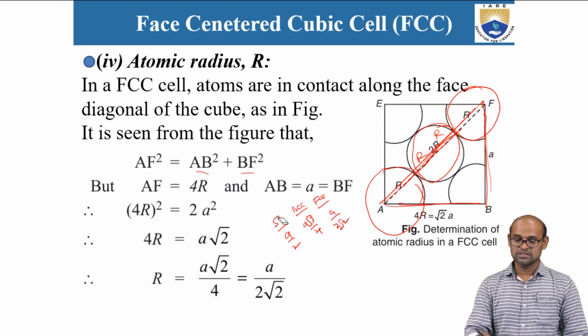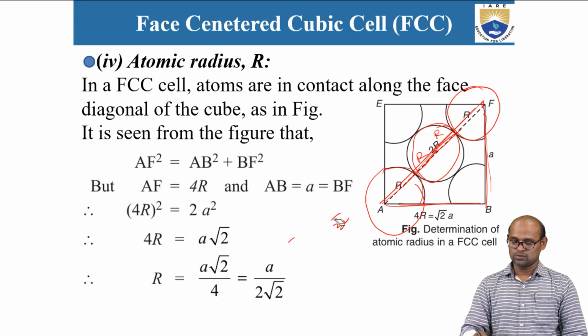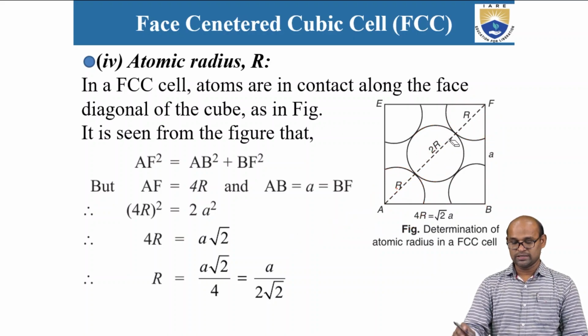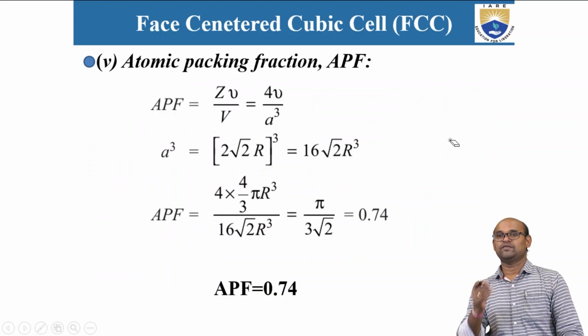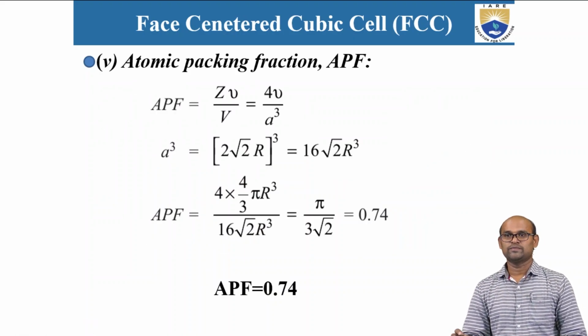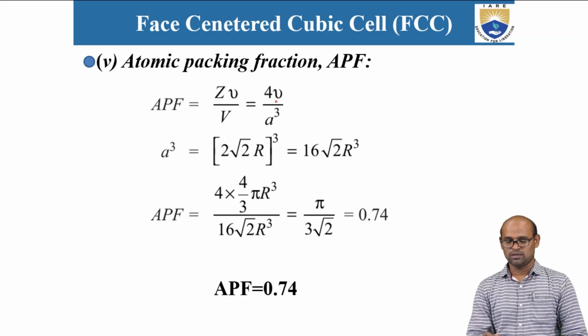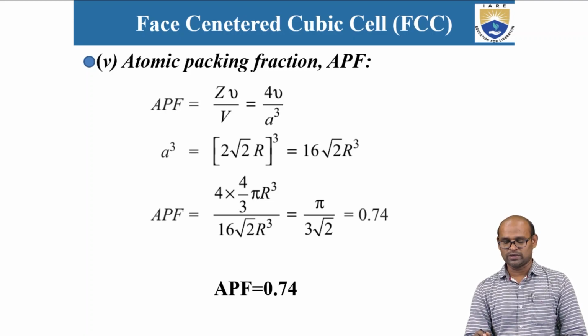So that is the radius for atom in FCC unit cell. The next parameter is atomic packing fraction. So atomic packing fraction for FCC unit cell is Z into v by V, where v is the volume of each atom, which is 4 by 3 pi r cube if it is spherical in shape. Z is number of atoms per unit cell, for FCC it is 4. Volume of the FCC unit cell is a cube. So it is Z into v by a cube, where v is the volume of the atom, so that is 4 by 3 pi r cube.